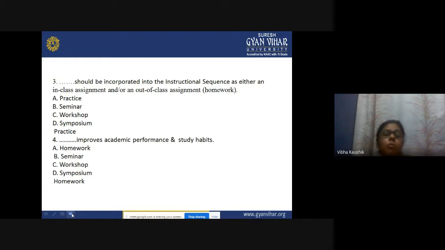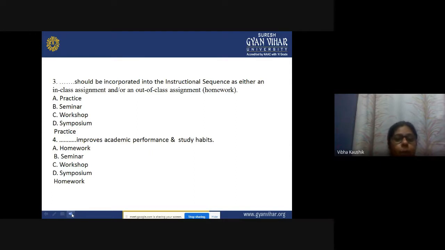Now these are the options, and you have to select the correct one on the basis of the given choices. Now the correct answer will be, yes students, what will be the correct answer? Yes, the correct answer will be option A, that is practice. So we can say practice should be incorporated into the instructional sequences as either an in-class arrangement or an out-of-class arrangement, as we call it, homework.